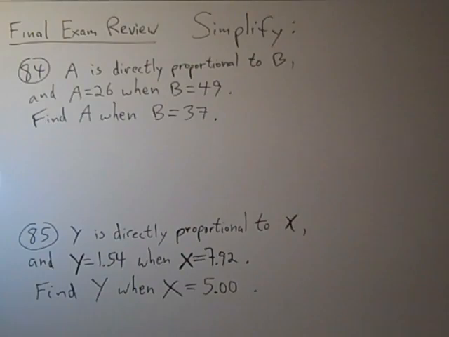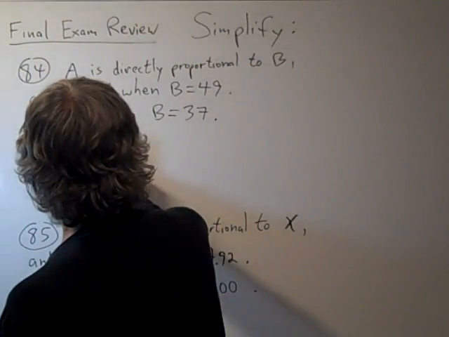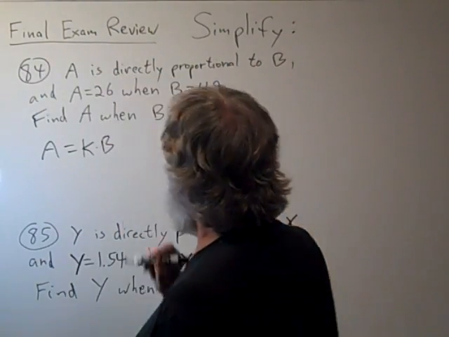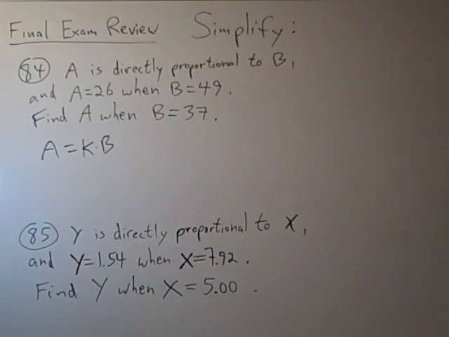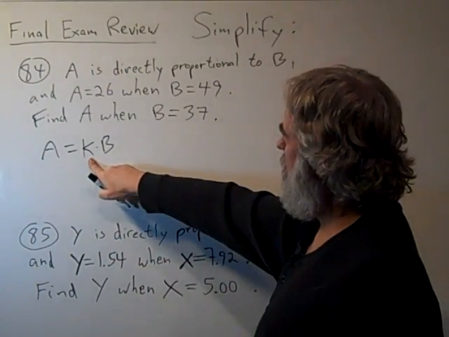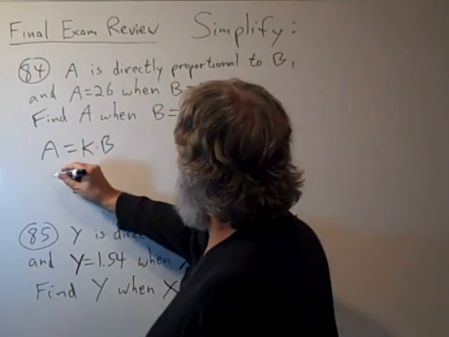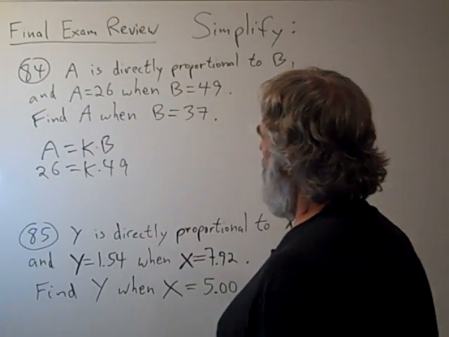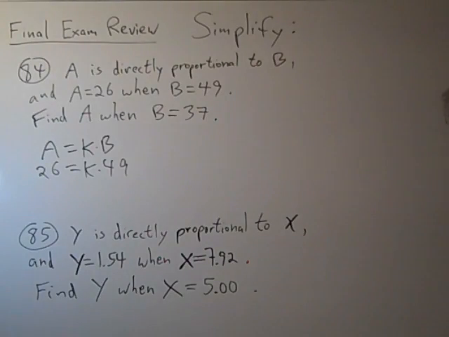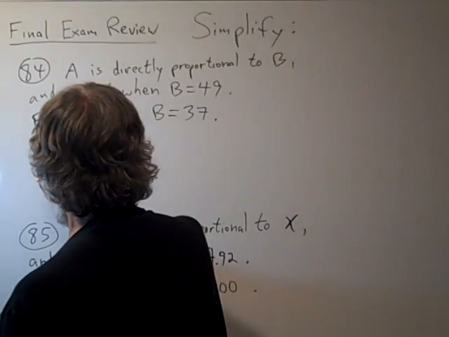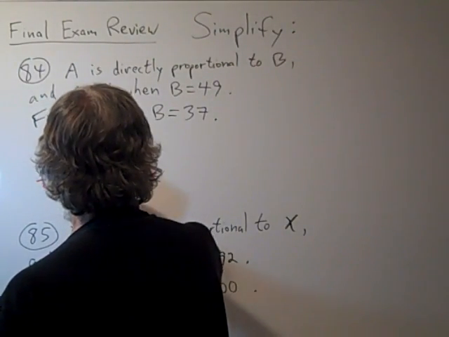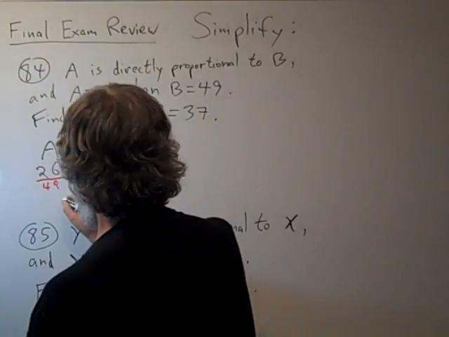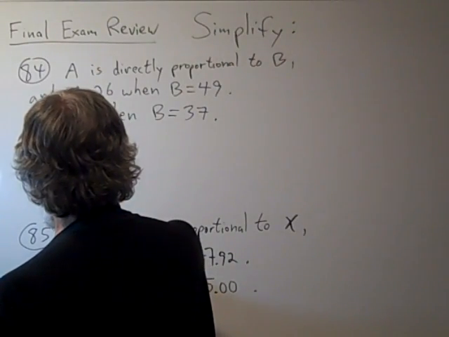A is directly proportional to B. So A is equal to K times B for some constant K. And our first step is to figure out what that constant of proportionality is. Plug in A equals 26 when B is equal to 49, and dividing both sides by 49, we find that K is equal to 26/49.